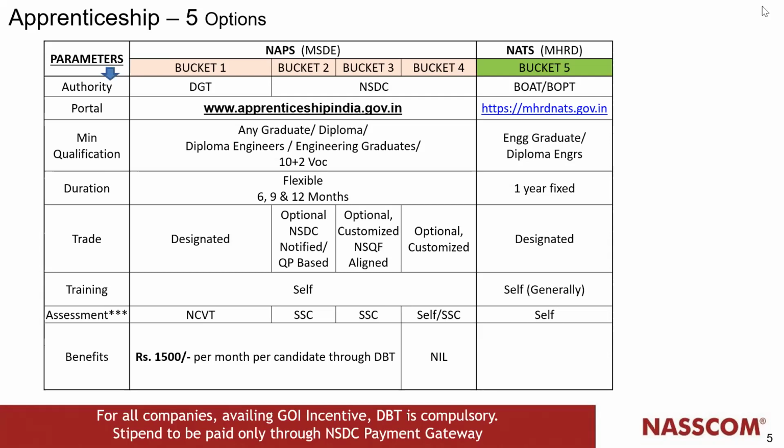Or nowadays, there is a discussion of transferring that incentive money directly to the candidate's account through DBT, which is direct beneficiary transfer, which you may probably know, a prevalent mechanism of transferring government incentives to all the end users directly through their bank accounts.